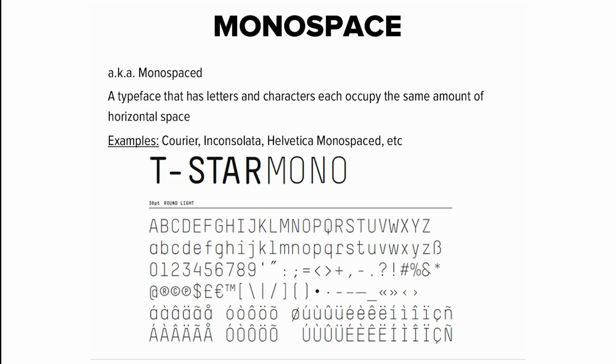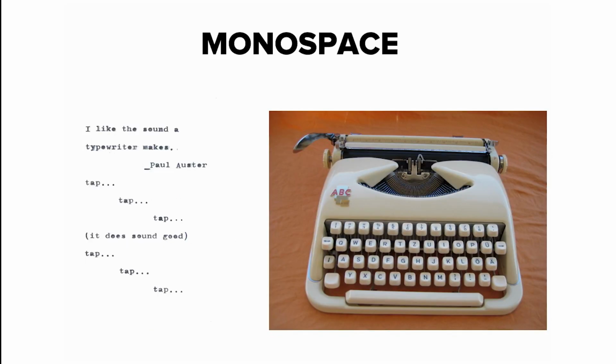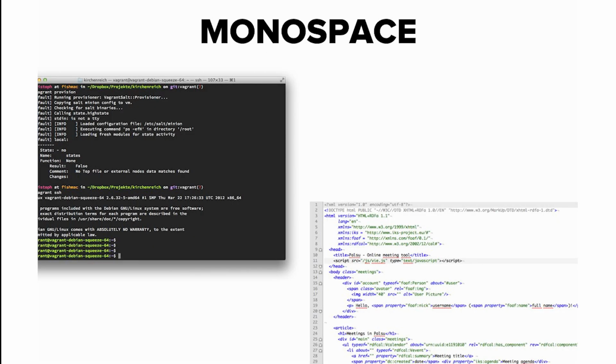Monospace is a font in which letters and characters each occupy the same amount of horizontal space. For example, Courier, Inconsolata, and Helvetica monospace. Other examples of monospace are typewriter fonts, and the fonts coders use while coding are monospace fonts as well.